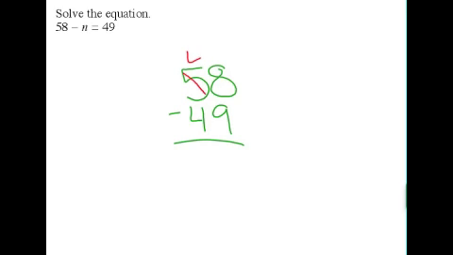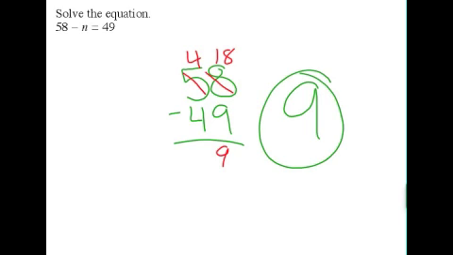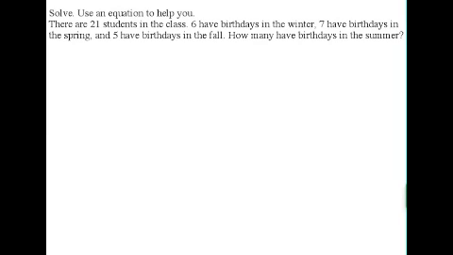Up next is Vivian, Marissa, Sydney, and Sydney. Solve the equation. 58 minus n equals 49. 9 because 49 plus 9 equals 58. So that is the answer. Awesome job.